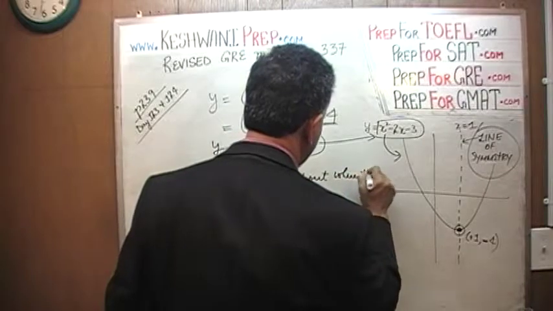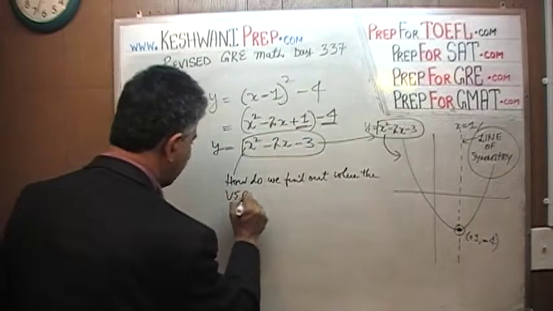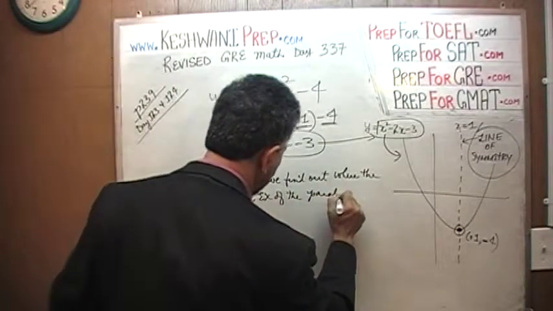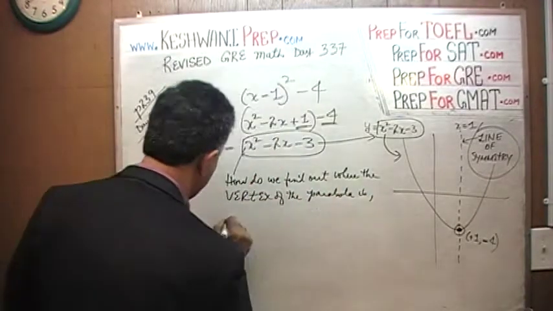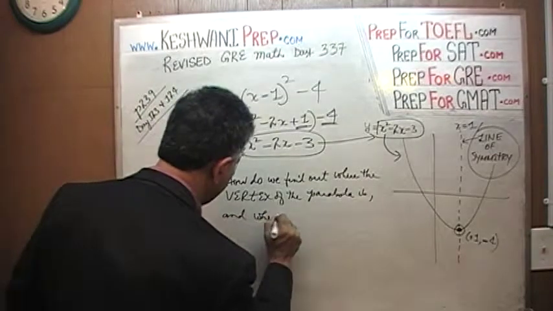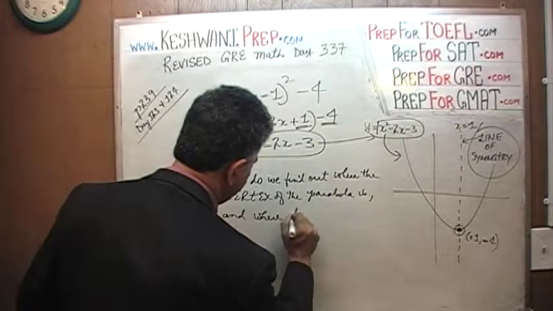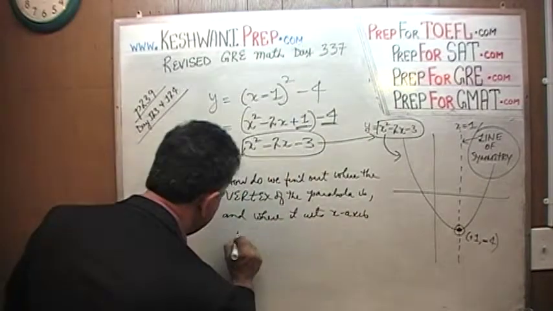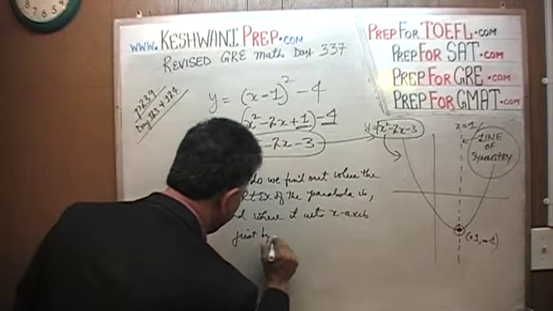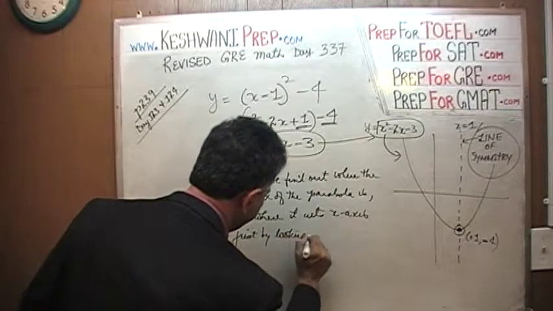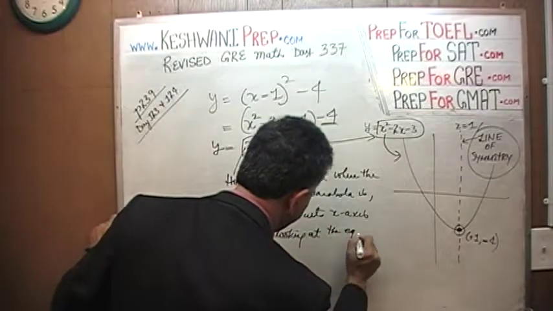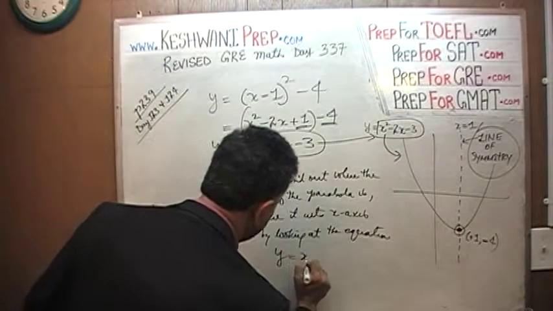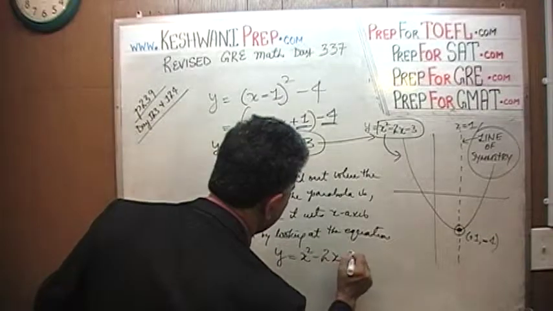where the vertex of the parabola is and where it cuts the x-axis just by looking at the equation y equals x squared minus 2x minus 3.